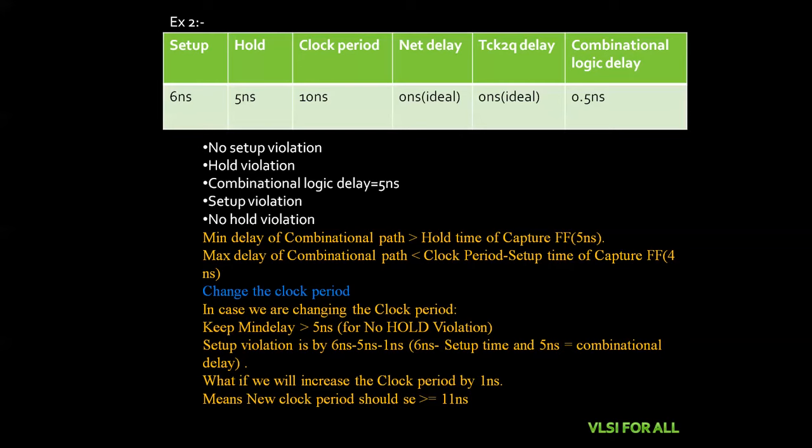So I have written here 6 minus 5 is equal to 1. It's not minus 1, it's equal to 1. Sorry for the mistake. So we need to increase the clock period. So the new clock period is 11 nanoseconds.